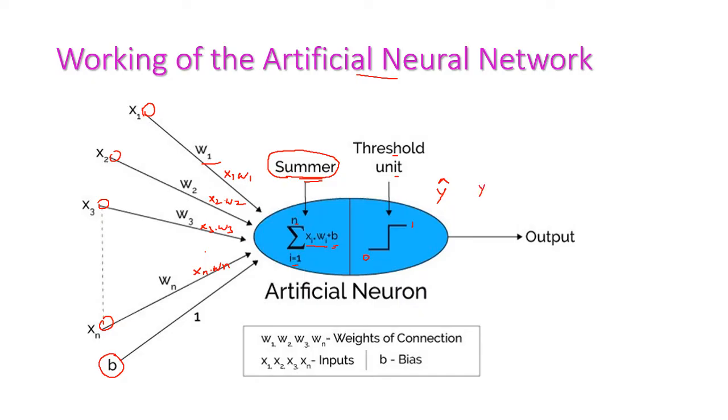Okay, if there is any deviation, what we have to do? We have to adjust this weight, and all this process will be repeated one more time, okay, until y hat is equal to y. Then finally that is the output.